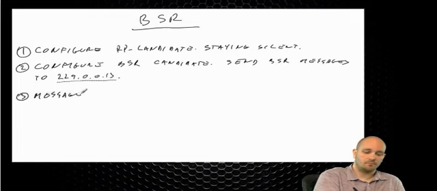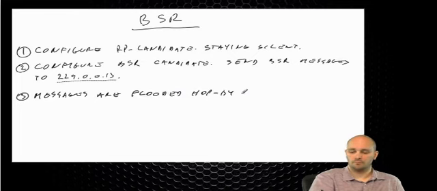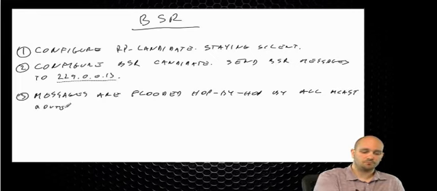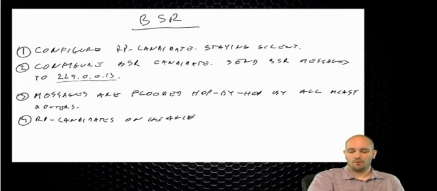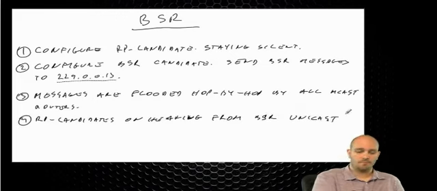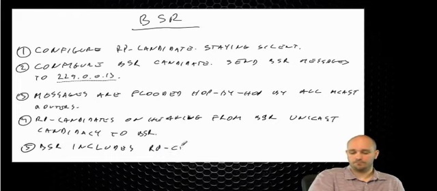Messages are flooded hop by hop by all PIM routers, all multicast routers. RP candidates, on hearing from the BSR, unicast their candidacy to the BSR. The BSR then includes the RP candidates in the next update.